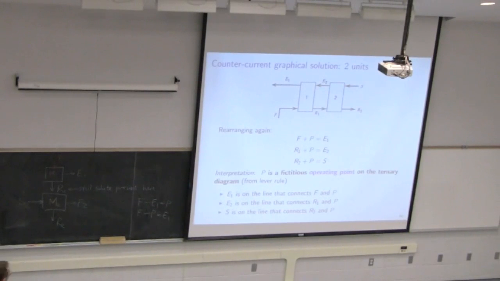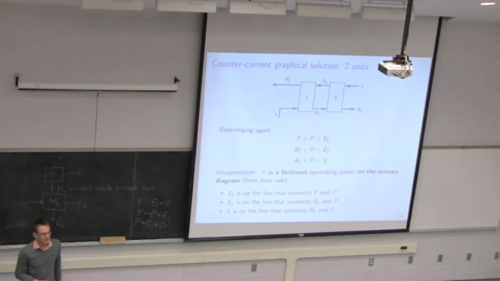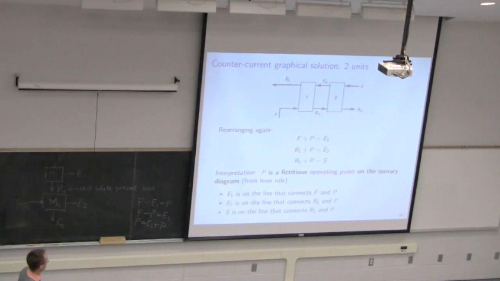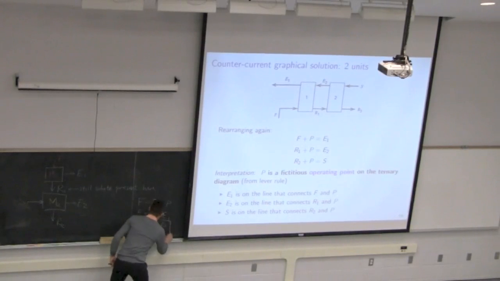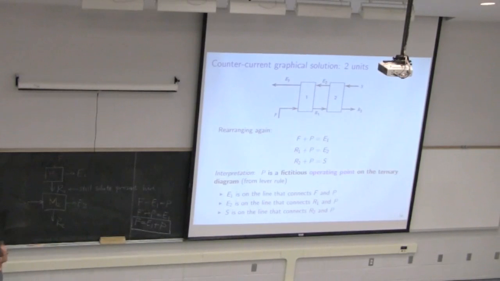The other way you could look at it is by saying F is equal to E1 plus P. That will help from a mixing rule perspective. So F is E1 plus P. What that tells me then is that there's a relationship between F, E1, and P on the ternary diagram. Remember, the ternary diagram tells me how mixtures in that three-phase system will separate and what their concentrations are.